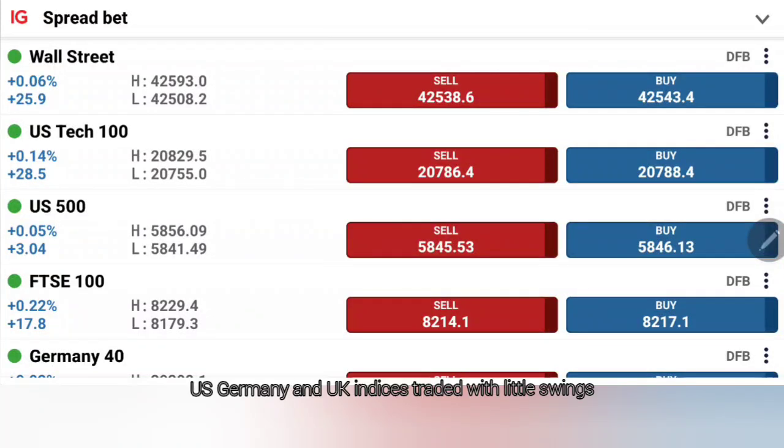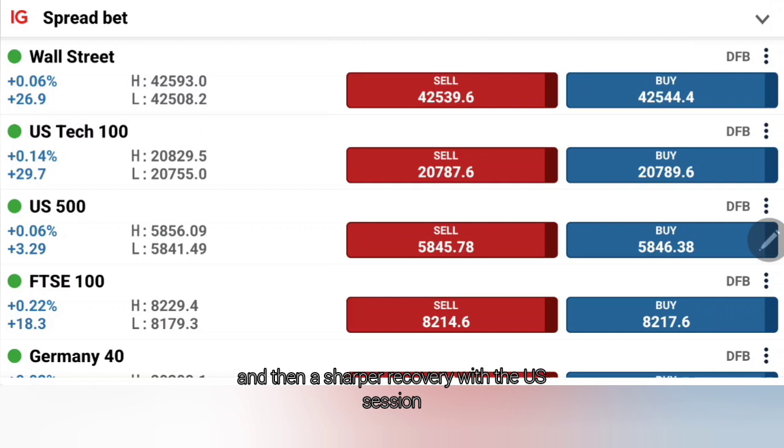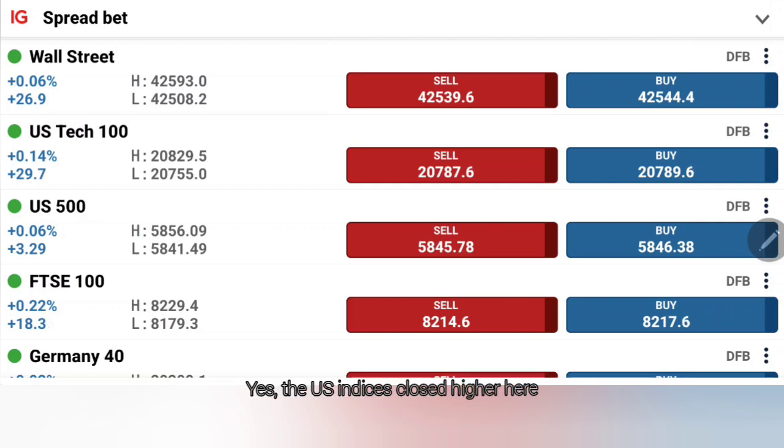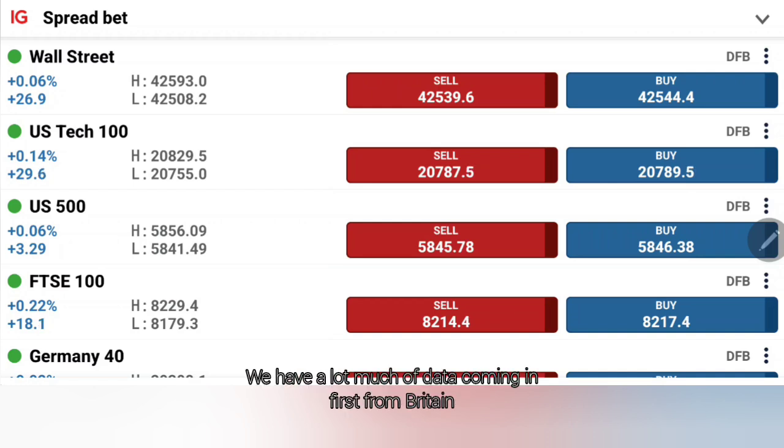US, Germany, and UK indices traded with little swings. Yesterday, we have seen a dip and then a sharper recovery with the US session. The US indices closed higher. What to expect today? Big day today for indices. We do not have much data coming in, first from Britain, Europe, and then US.